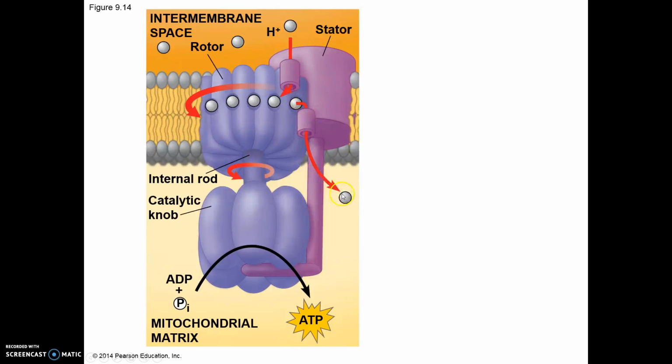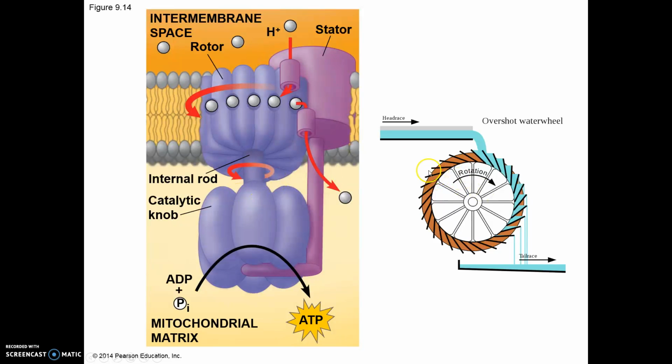Notice that this is one full rotation away from where the protons come in. So as this one leaves, this whole thing moves over one, a new proton comes in. This proton in this space then goes out. It turns one more partial turn. And as this rotor turns, it's turning this internal rod, which is moving an asymmetrical unit inside of this catalytic knob. And this is changing the conformation of the proteins in this catalytic knob.